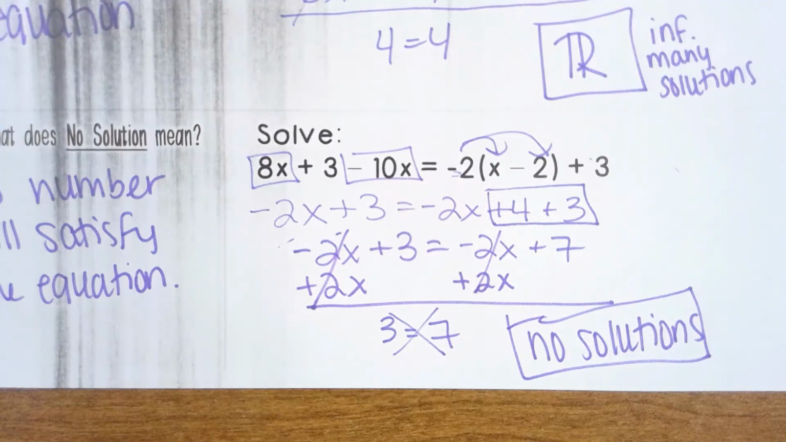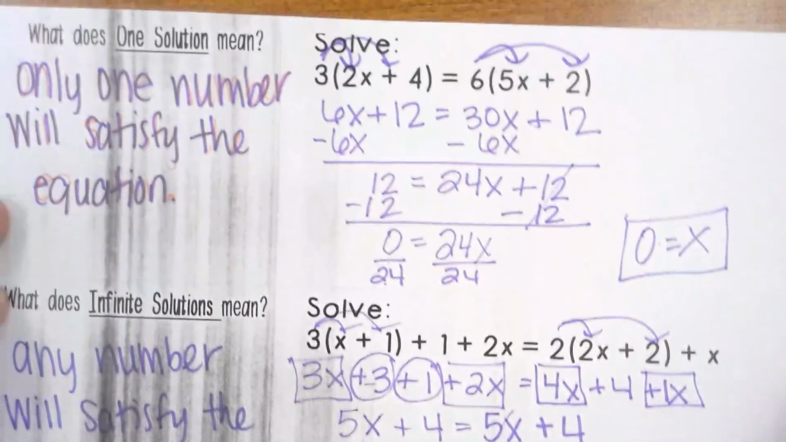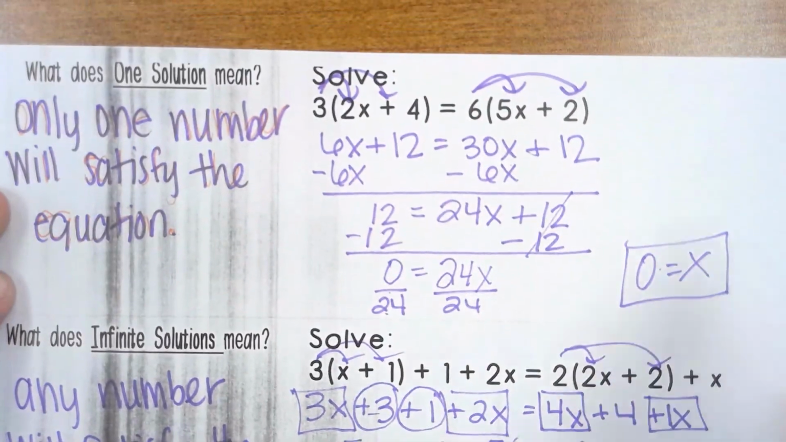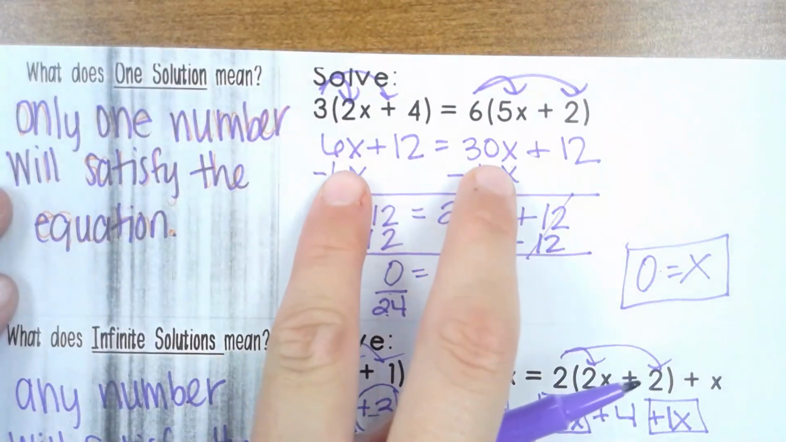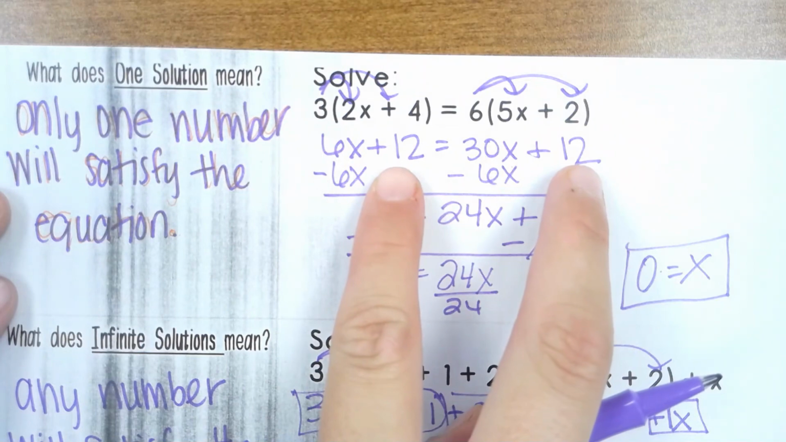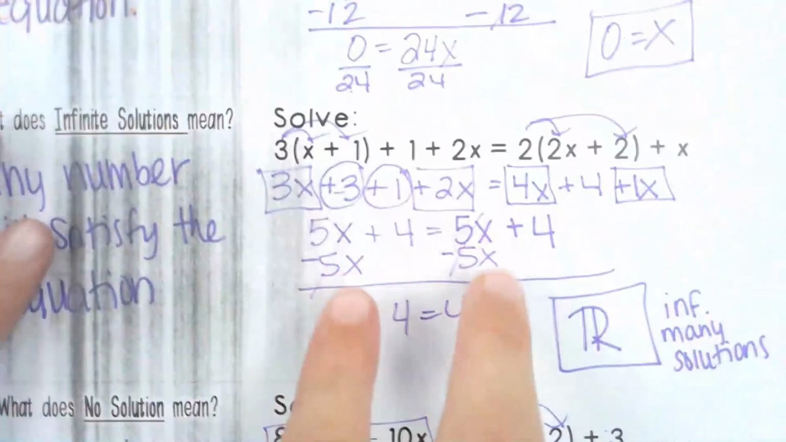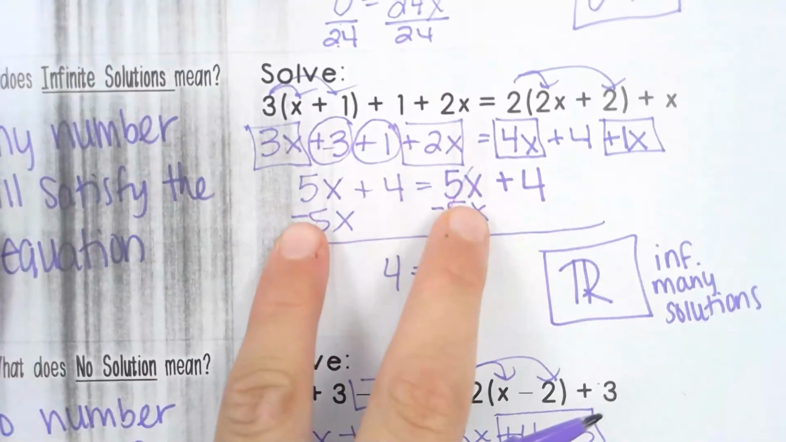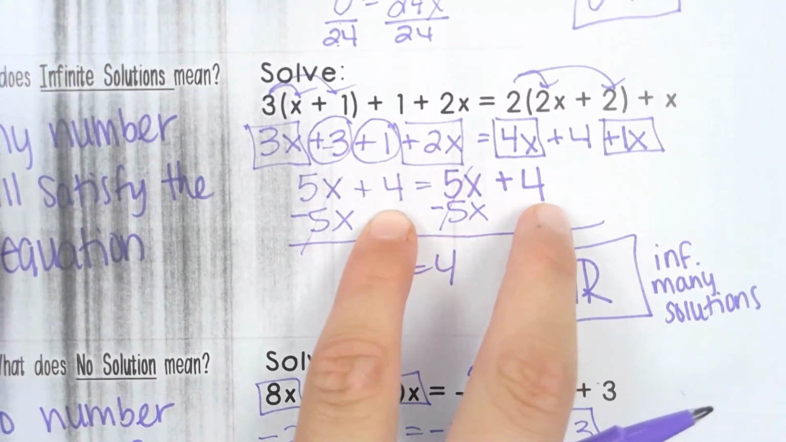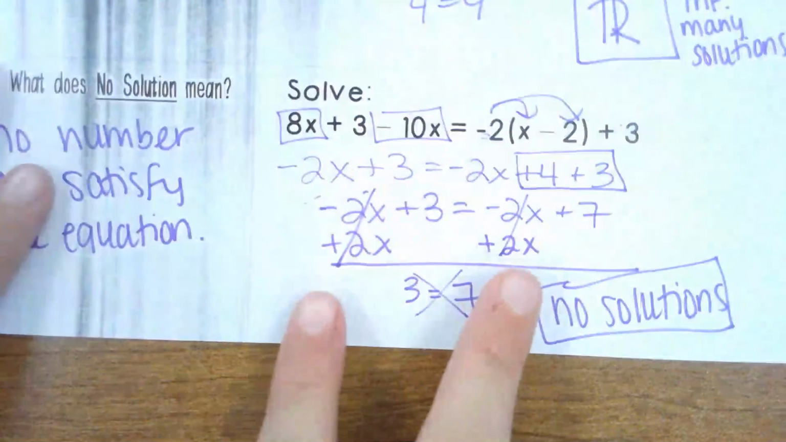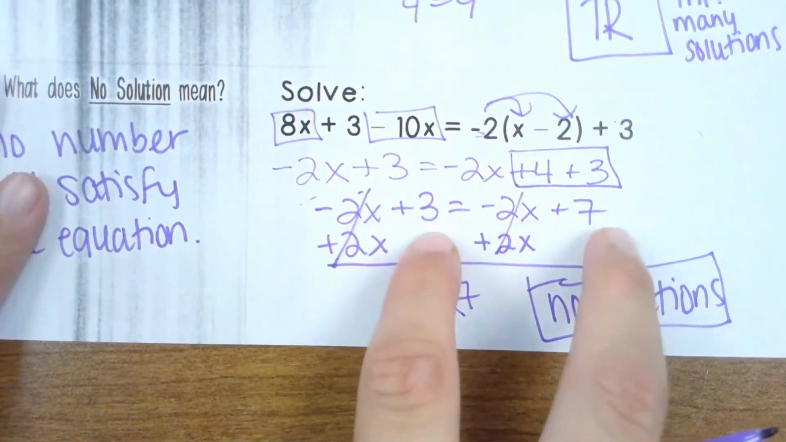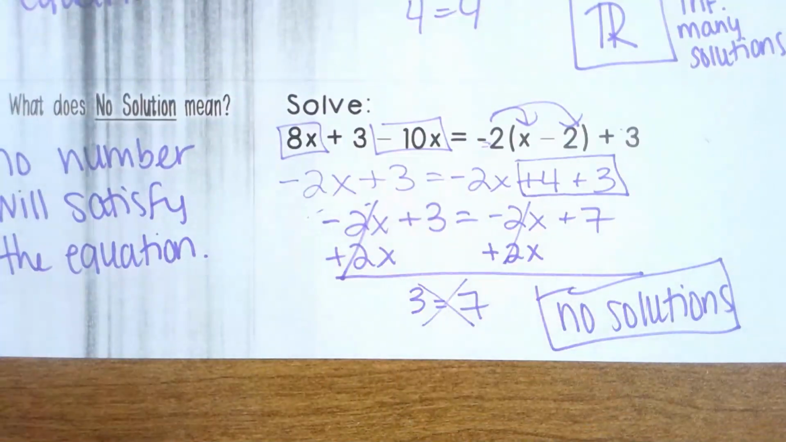Okay? So just know your rules. One solution is when you have different coefficients. It doesn't matter if you have the same constants, but you just need different coefficients. Infinitely many solutions, you have same coefficient, same constant. And no solution, you have same coefficient, different constant. Okay? So that is just a quick review, so let me know if you have any questions.